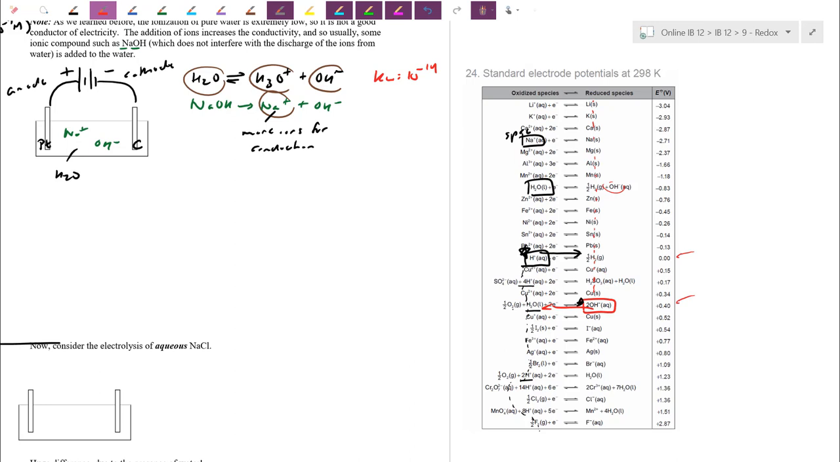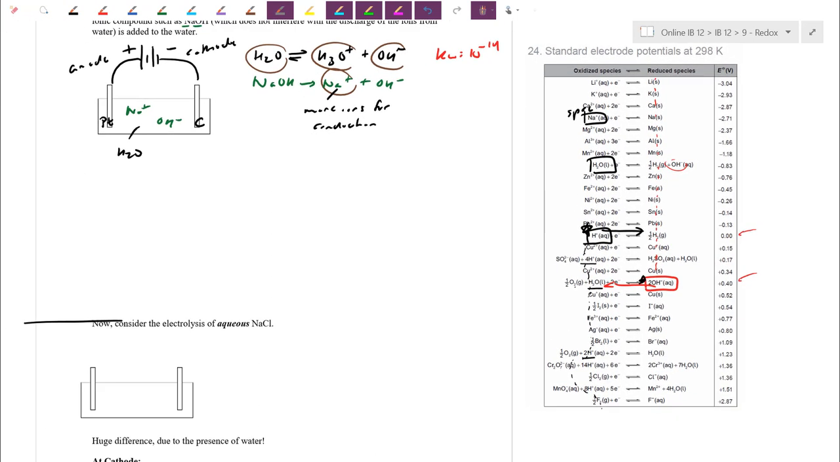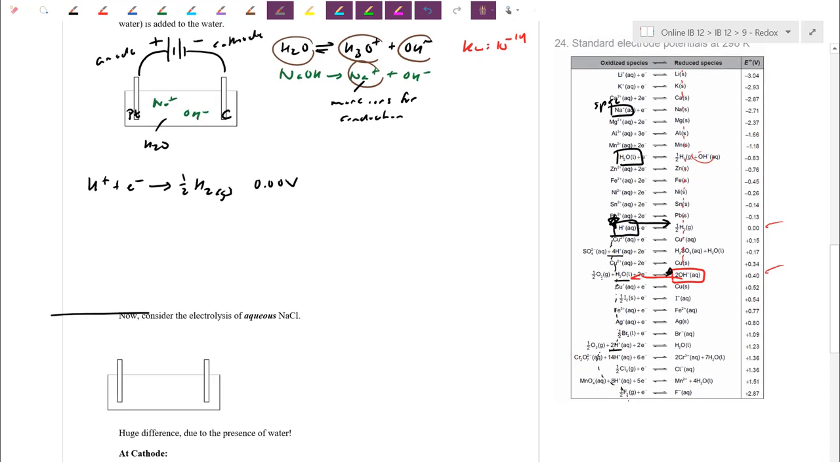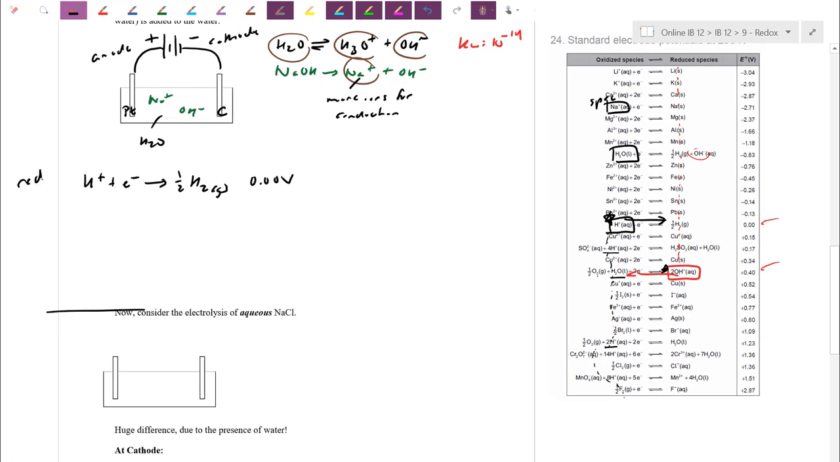So just with that, I'm just going to show you these equations here. I'm going to copy out the reduction equation. H plus and an electron. On the table, it's a two-way arrow, but I now know which way it goes. It's one way for me. This becomes half an H2. That's a gas. I'm going to emphasize that. This happens at 0 volts, my standard hydrogen cell. This is a reduction reaction.